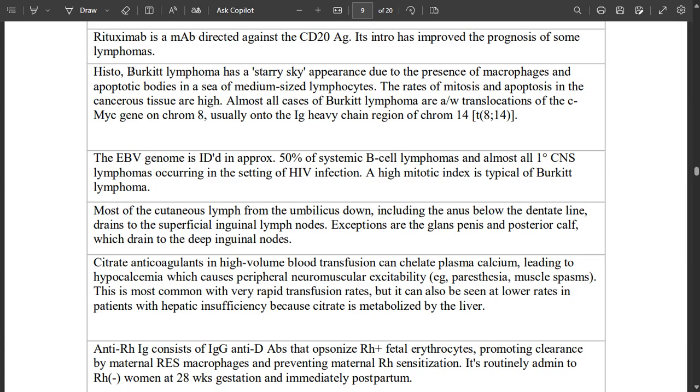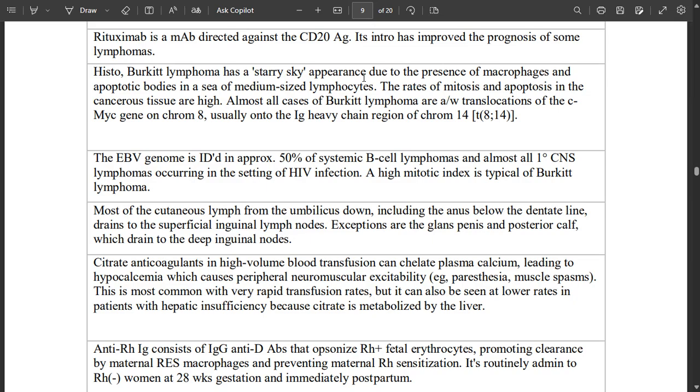Histologically, Burkitt's lymphoma has a starry sky appearance due to the presence of macrophages and apoptotic bodies. So the stars are macrophages and apoptotic bodies, and the sky is a sea of medium-sized lymphocytes. So lymphocytes are the sea, and macrophages and apoptotic bodies are the stars. All right. The rates of mitosis and apoptosis in the cancerous tissues are high.